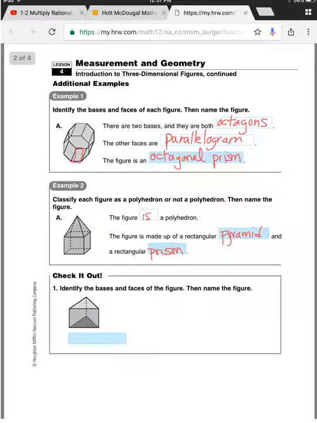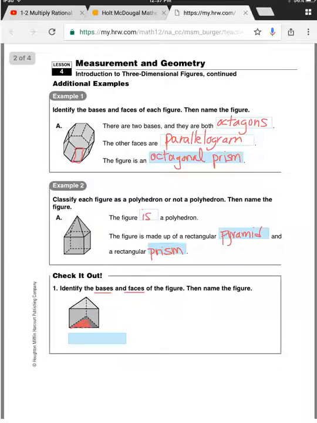Alright, identify the bases and faces of the figure, then name the figure. Now, it says bases, right? We're going to do this one because there's very few examples. Bases and faces. So the bases are the top and the bottom, okay? The bases are the same shape. And if you look at that, you might not realize it, but if that was sitting on the floor exactly as it is, the base is a triangle because it's down here. This part is sitting on the floor.